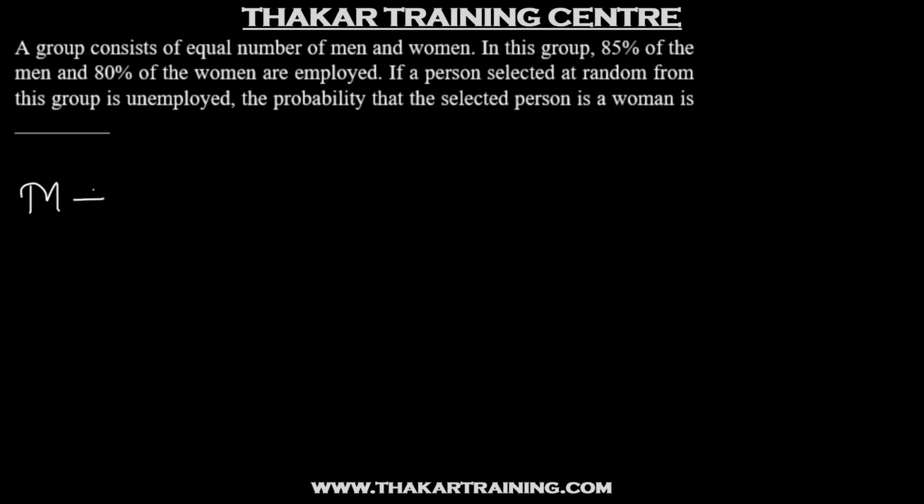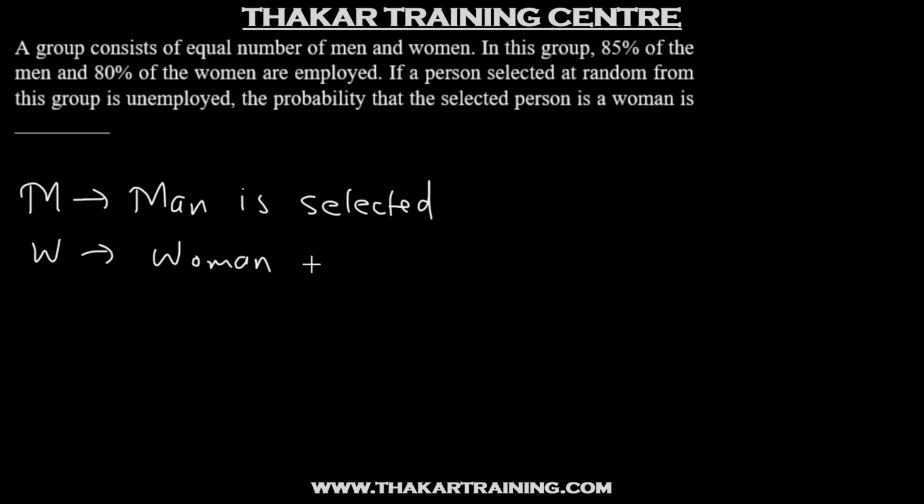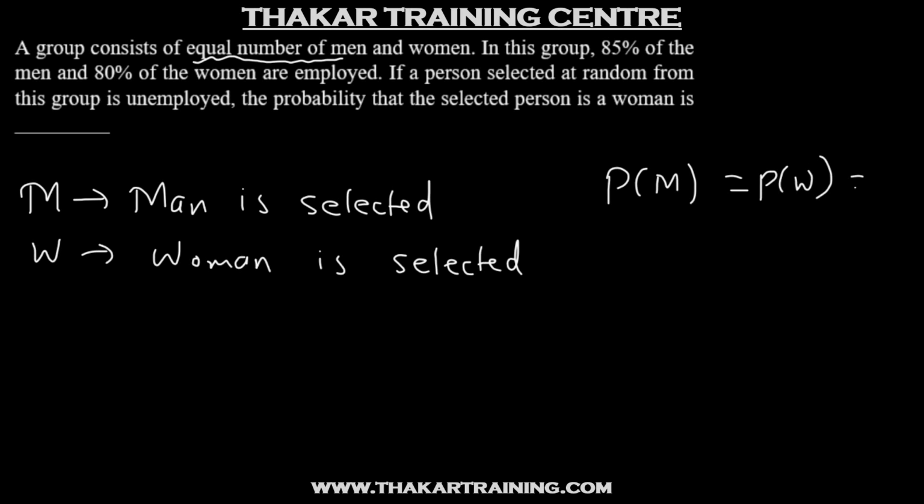So let M be the event that a man is selected and W be the event that a woman is selected. The question says it consists of an equal number of men and women, so the probabilities of selecting a man or a woman are going to be equal, 1 by 2.